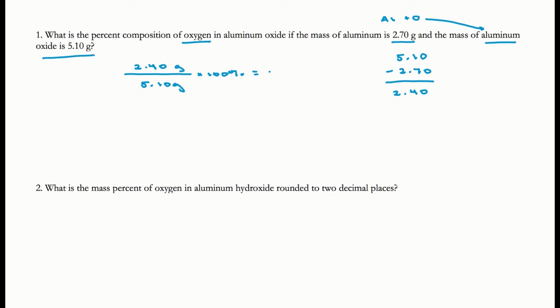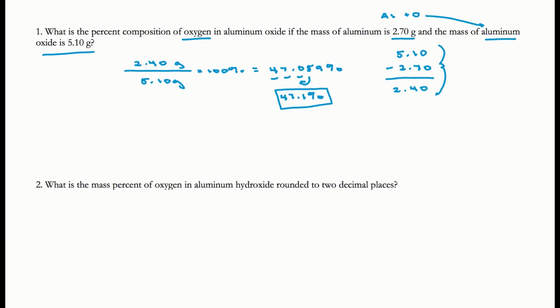So when I get my answer, unrounded, it is 47.059%. I want 3 sig figs: 1, 2, 3. So this is going to be 47.1%. So again, I find the mass of what I'm concerned about. Either I'll be given it, or like in this case, I have to actually calculate the mass of oxygen. Then you divide by the total mass of the compound, and that multiplied then by 100%, and that will then give you the percent composition of oxygen in aluminum oxide.